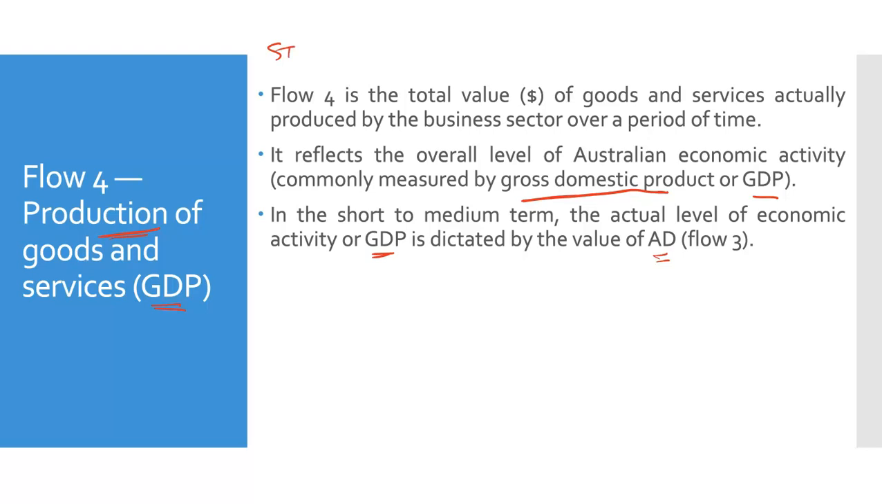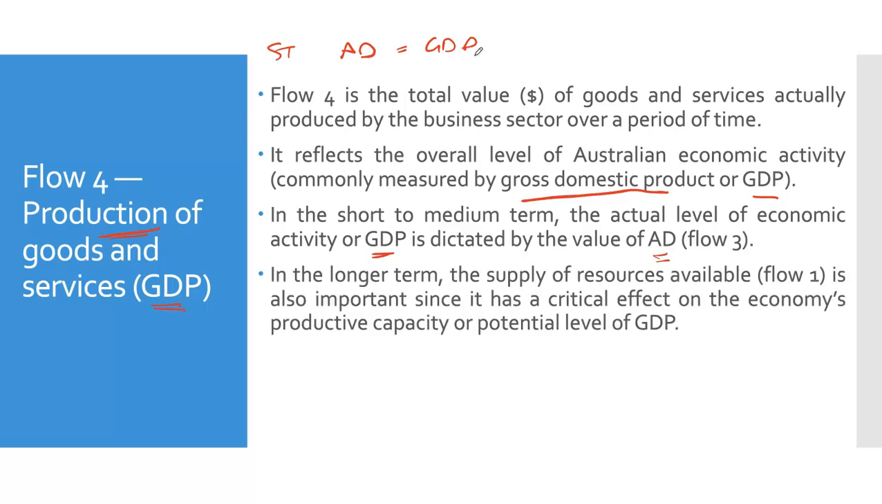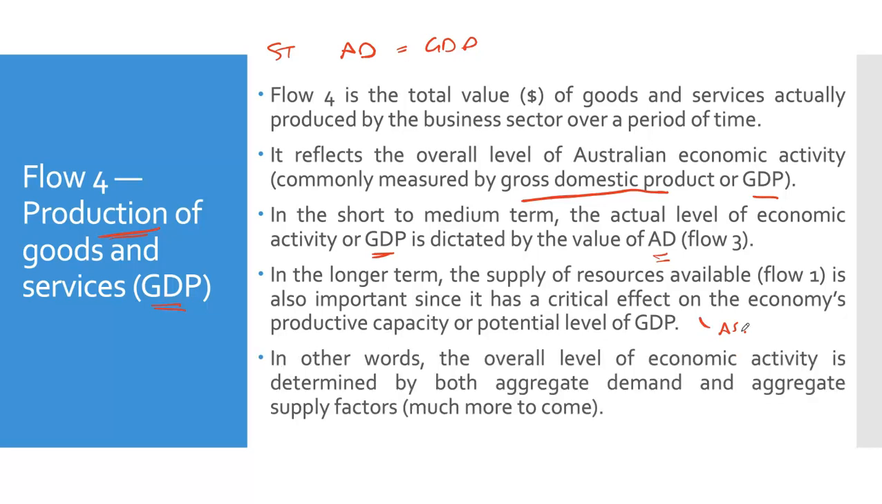So in the short term, aggregate demand is going to closely equal your GDP, because what society is demanding is what businesses are going to produce, and that's the value that is produced. In the longer term, the supply of resources is probably going to be more important. And this is more about aggregate supply, which is a separate topic for separate videos to cover. So in other words, the overall level of economic activity is influenced by both aggregate demand and aggregate supply, and that is going to be the next couple of videos we go through.